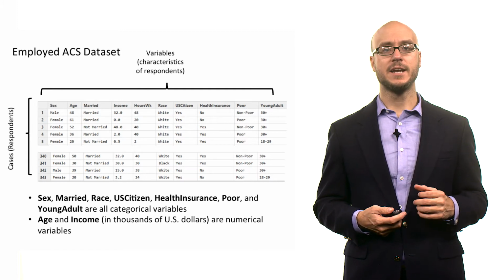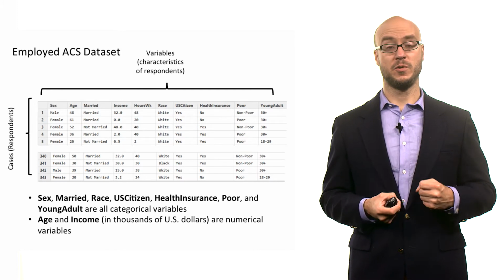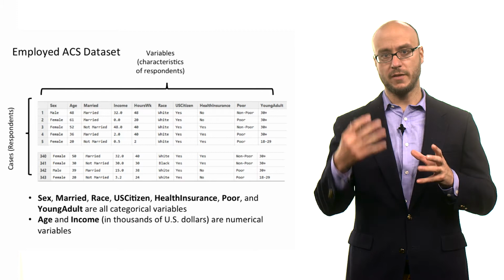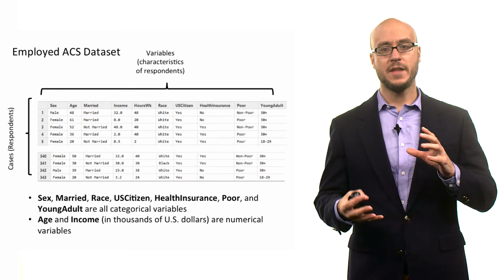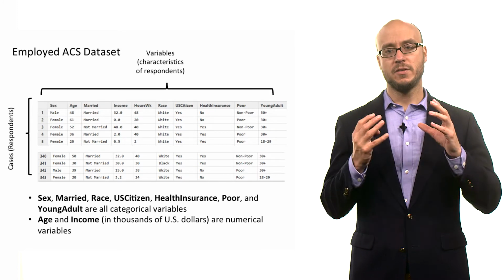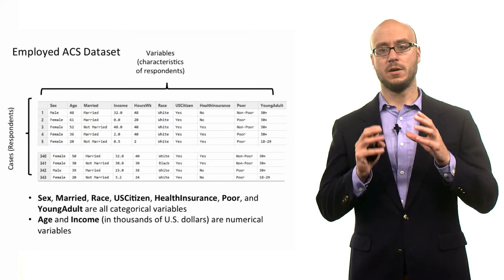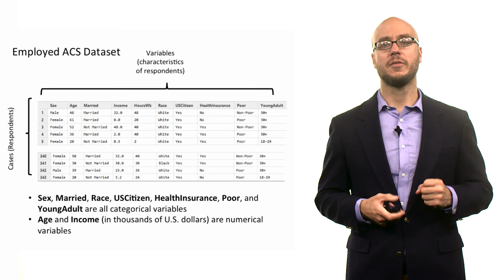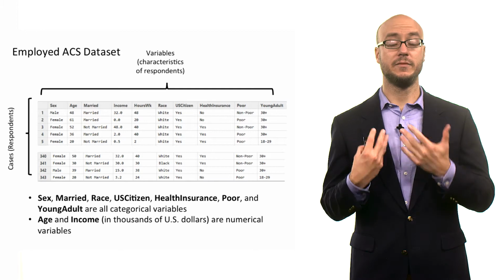Here's our data set again. Just to remind you, we have 343 people, so we have 343 rows, and then we have all these great variables. The variables that we're really going to focus on are health insurance and whether or not the respondent is living in poverty or not.